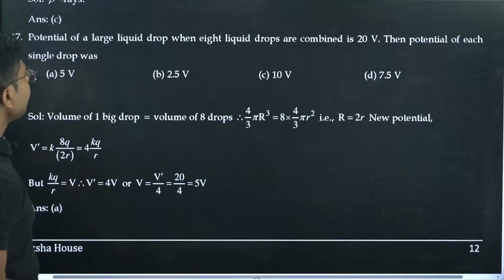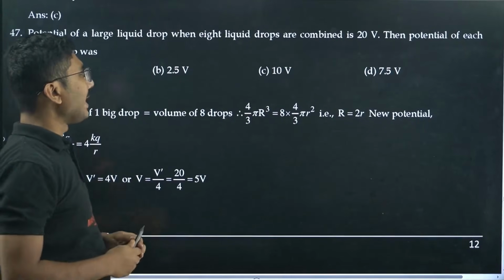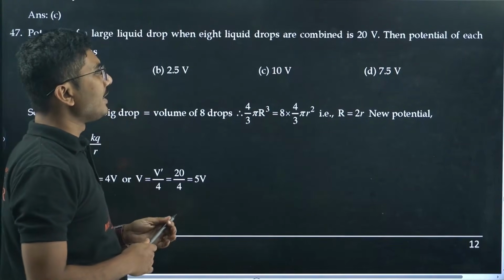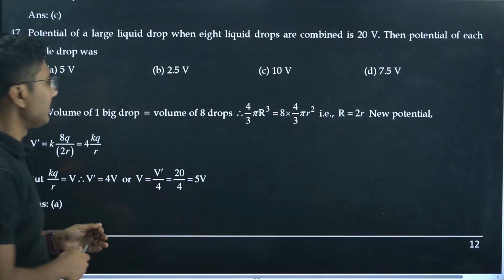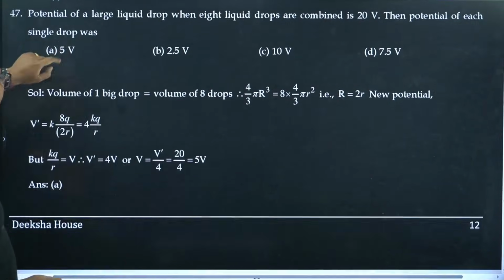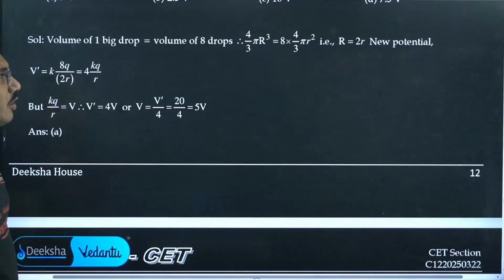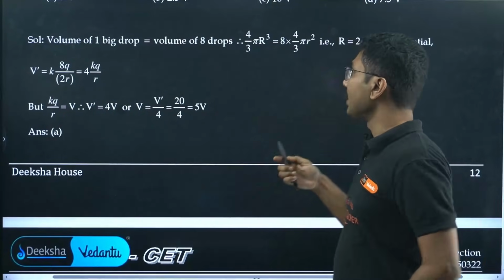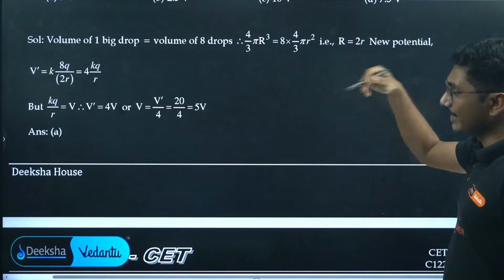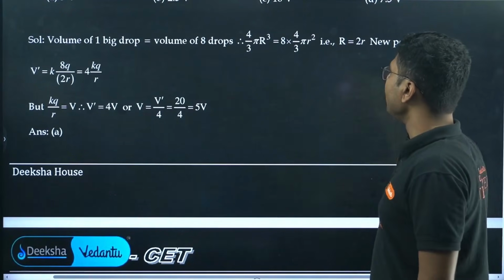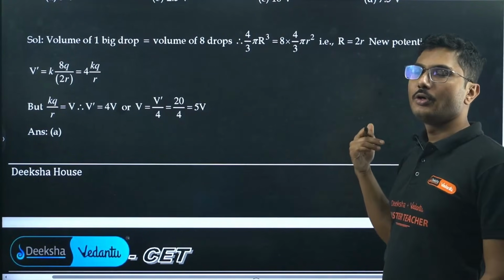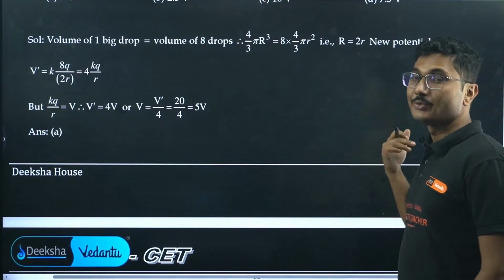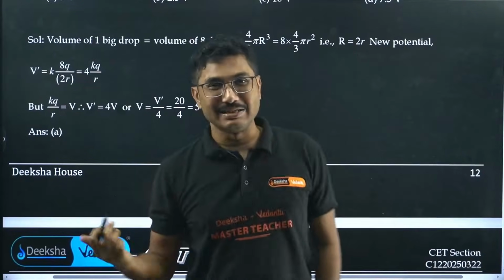Potential of large liquid drop, when 8 liquid drops are combined, is 20 volt. Then the potential of each single drop, very simple. You calculate the volumes and radiuses. Obviously from combining the radius, you can calculate that when 8, remember that it will always be the cube root of the number given. If it is 27, cube root of 27 is 3.